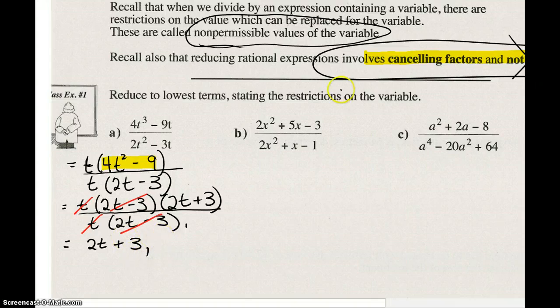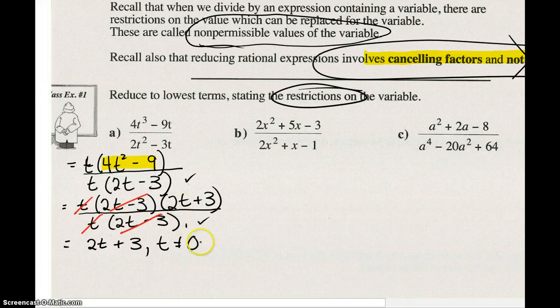However, I also need to do restrictions. So I look again at the denominator. I like to go up to the top, check that out. Then I like to go to the second line, check that out, just in case anything has changed. So we know that t cannot equal 0 because it's out there in front. Anything multiplied by 0 will be 0.